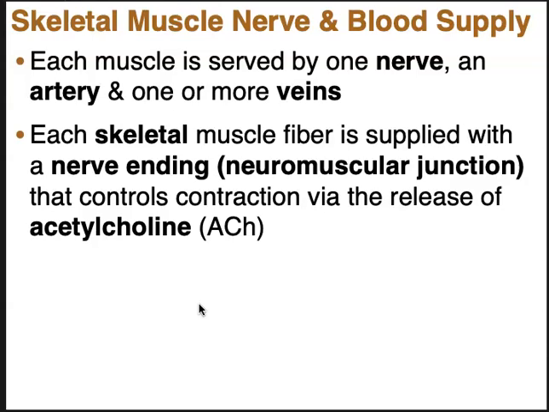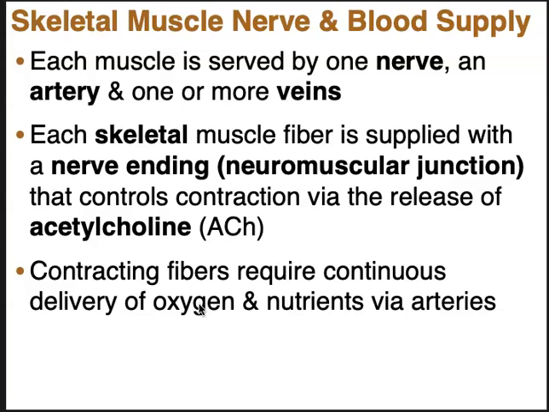Each skeletal muscle fiber is supplied with a nerve ending, and that nerve ending is usually an axonal terminal, and within that axonal terminal you have a synaptic knob. The communication between a neuron's synaptic knob and a skeletal muscle fiber is what we refer to as the neuromuscular junction. It's at that neuromuscular junction that the contraction will be elicited by the release of a neurotransmitter known as acetylcholine, ACh, as you all know.